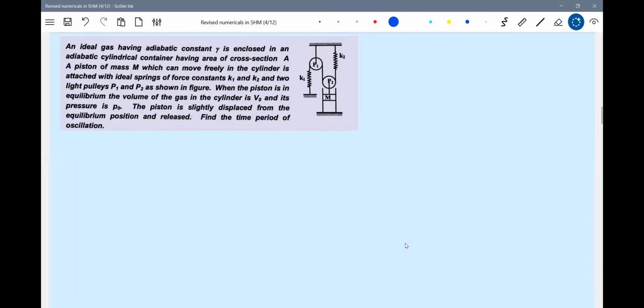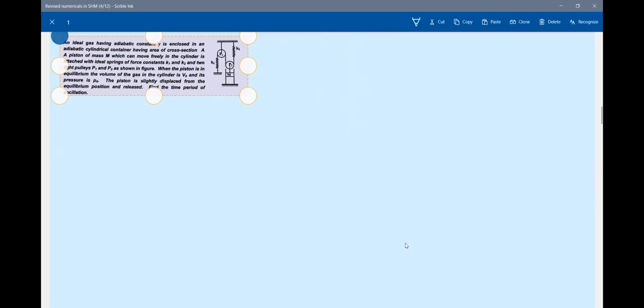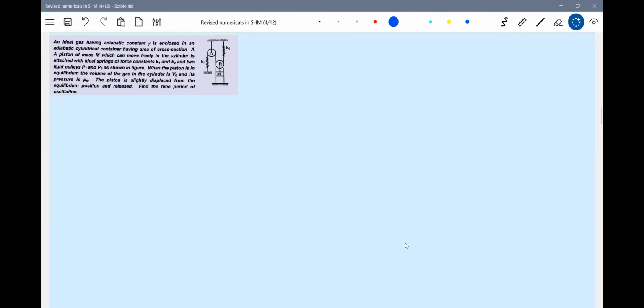Read the question. We have a gas filled up here. It is what gas is present. That blue color one is a piston. Very easy problem.